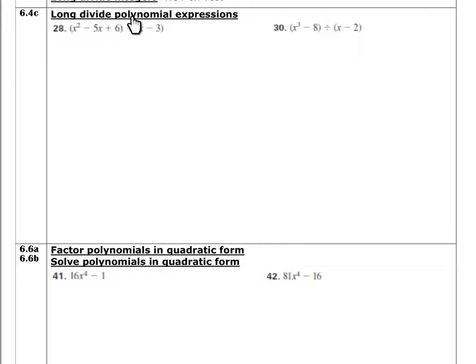6.4c, we're going to long divide polynomial expressions. So here we have a second degree polynomial and they want us to divide out a first degree polynomial. So I'm going to put this under the division sign and we call that the dividend. When we set it up, we're going to have x squared minus 5x plus 6. The divisor in this case is x minus 3.